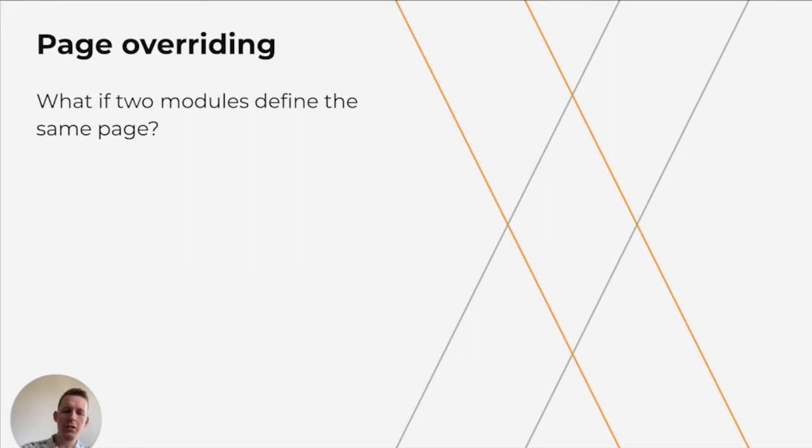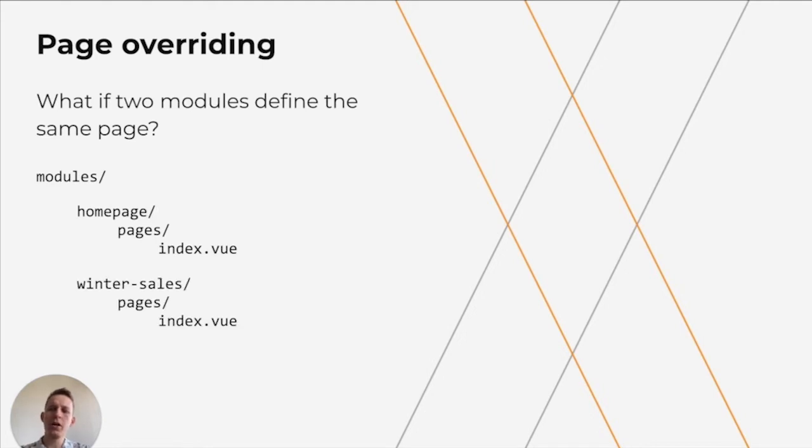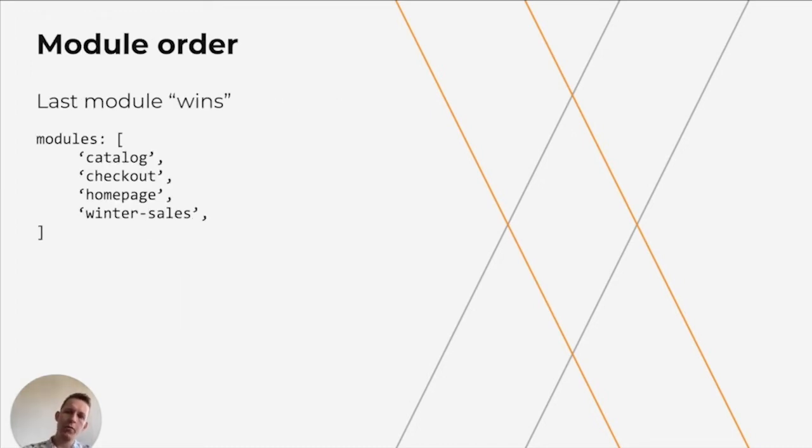But here's an interesting question. What happens if two modules define the same page? So for example, if I have a homepage module that has an index.vue page, which represents the home page, and I have another winter sales module that has the same index.vue homepage. What should happen now? Well, we went the way that the last module wins. Because in the array of modules, the winter sales module is after the homepage, it will win, and during the build, the page from winter sales will be used instead of the page from the homepage module.